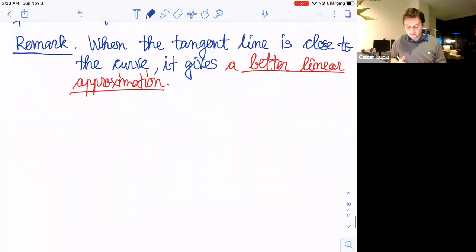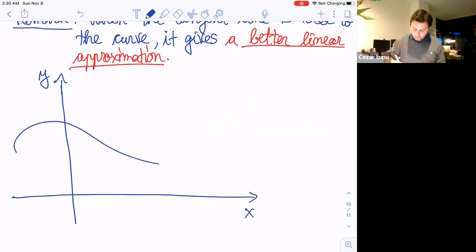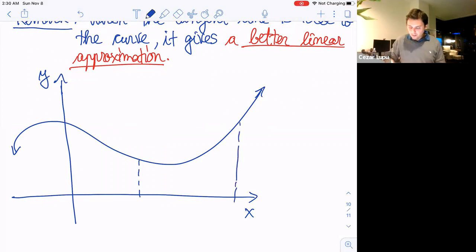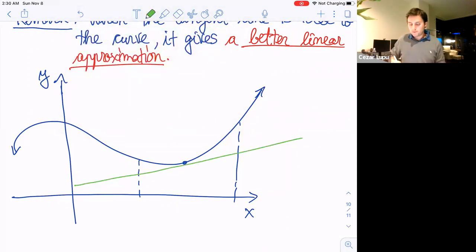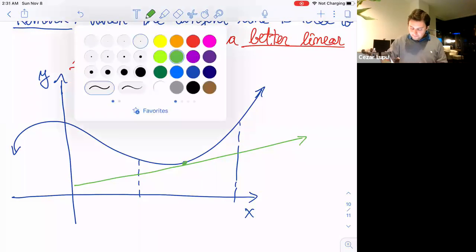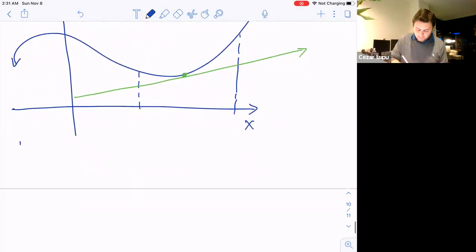Well, let me just draw a picture. So the picture is the following. Let's say the graph goes like this, and we have something like this. Now here we have the point, and this will be the tangent at this point. So the linear approximation for x1 will be a good approximation, but for x2 will not be that good. Anyway, let's see some examples.